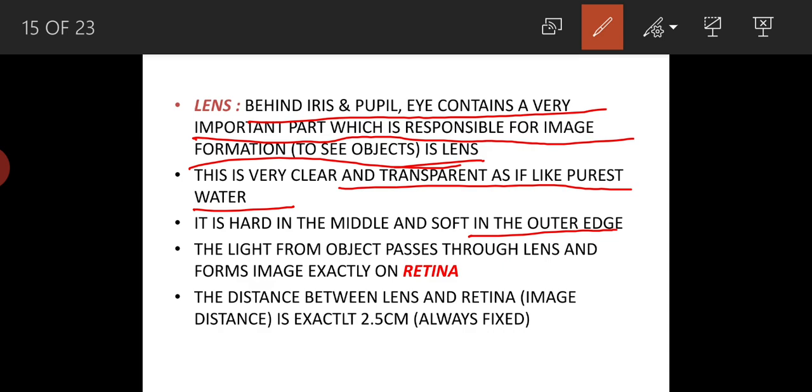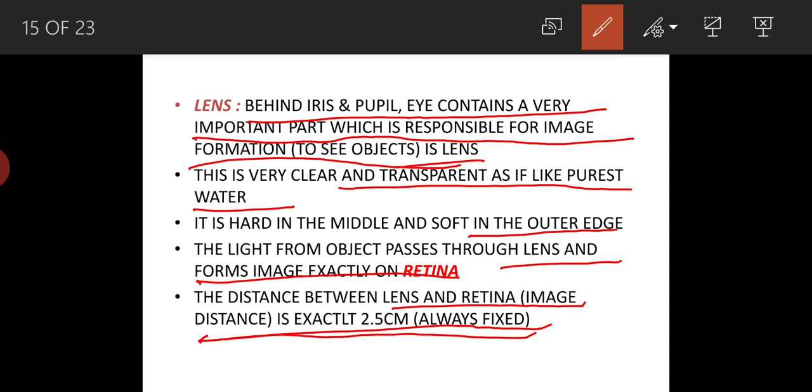The light from the object passes through the lens and forms the image exactly on the retina. The distance between the lens and the retina is always fixed and it is exactly 2.5 centimeters. It means for the eye lens, the image distance is always fixed and it is 2.5 centimeters.